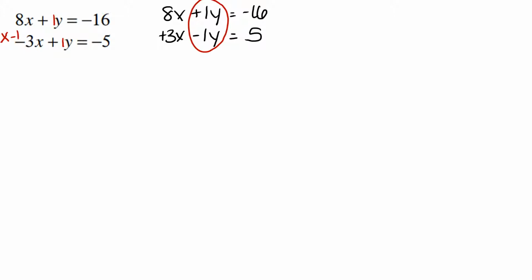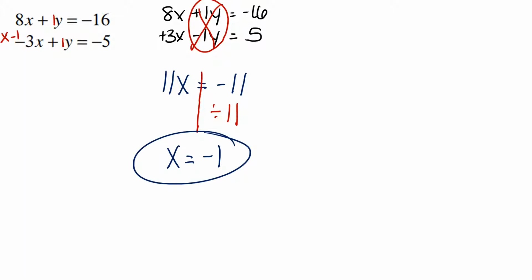Now that our numbers match, the coefficients are both 1s, but one is positive and one is negative, we can cancel them out. 8 and 3 is going to give us 11, so 11x. Negative 16 plus 5 is going to give us a negative 11. Our last step is to divide. 11 and x side by side means multiply. We do the opposite, we divide. Negative 11 divided by 11 is a negative 1.